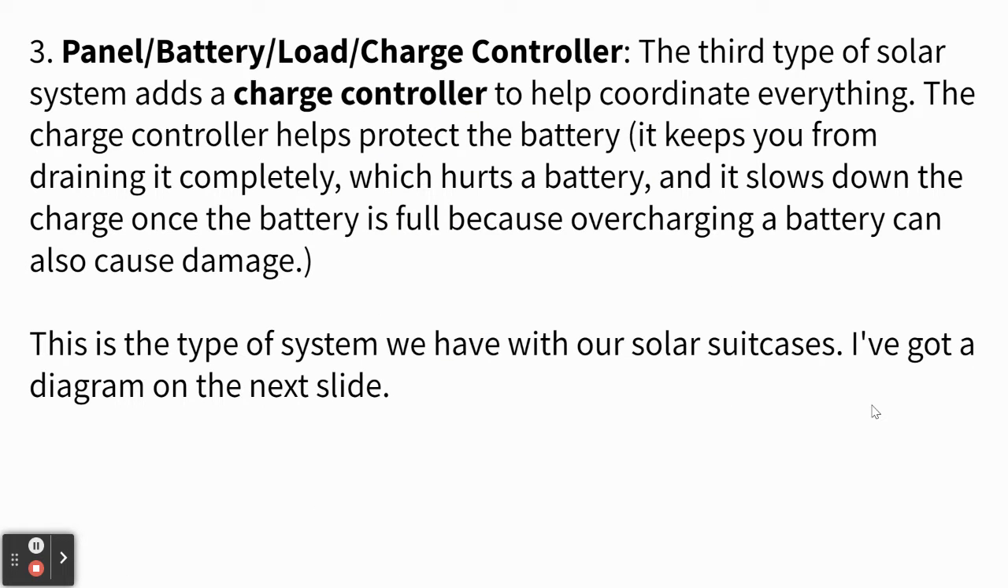The third kind is the type that we're going to be making. In this class, we're going to design them. It's a panel, a battery, and a load, but also a charge controller. That's like the brains of this thing. A charge controller makes sure the battery doesn't get overcharged and doesn't get over drained, because it can hurt some batteries to get completely drained. So a charge controller is basically responsible. It's like a traffic conductor. It's making everything coordinate right.